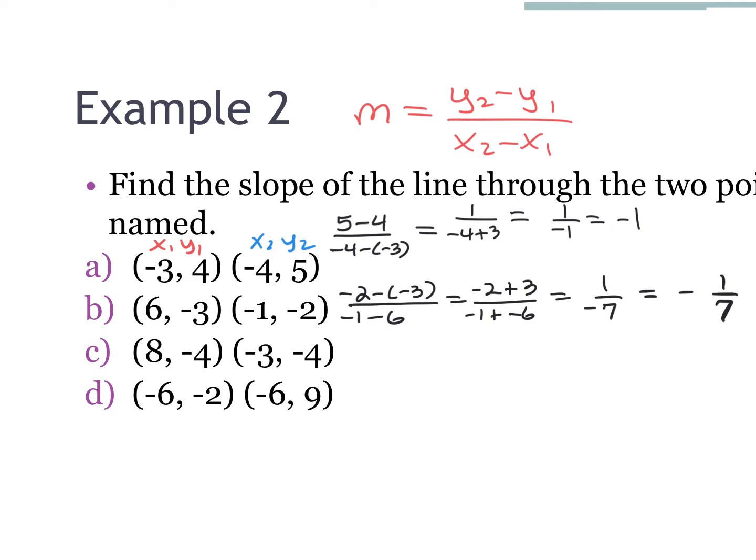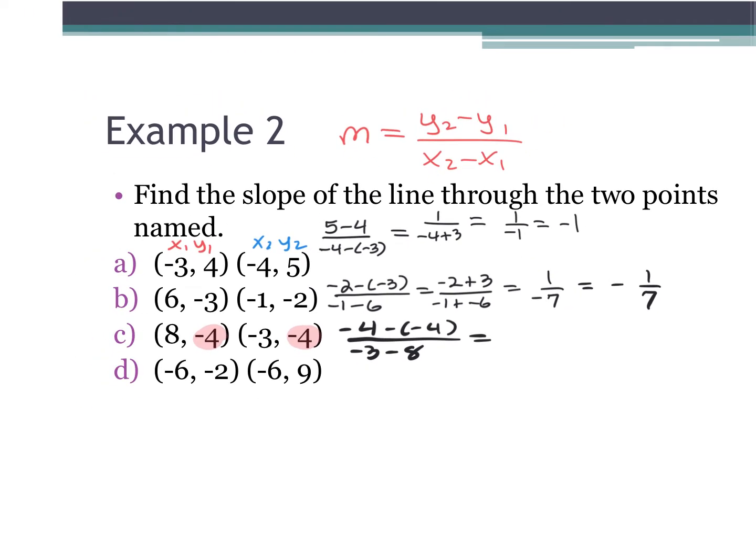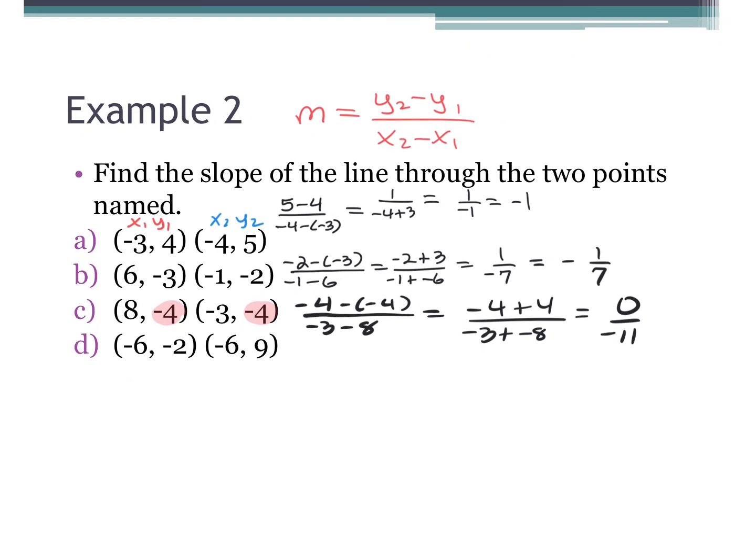The next one, if you notice, the y coordinates here are the same. So once I subtract these, I'm going to end up with a 0. So I'm going to do negative 4 minus negative 4 over negative 3 minus 8. Again, keep, flip, change. Negative 4 plus 4, and then the denominator becomes negative 3 plus negative 8. I get 0 over negative 11. Whenever the 0 is in the numerator, this simplifies to a 0.